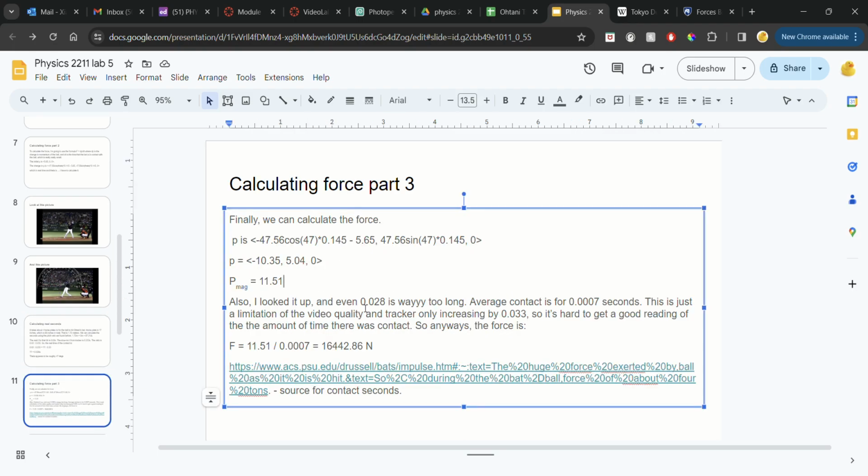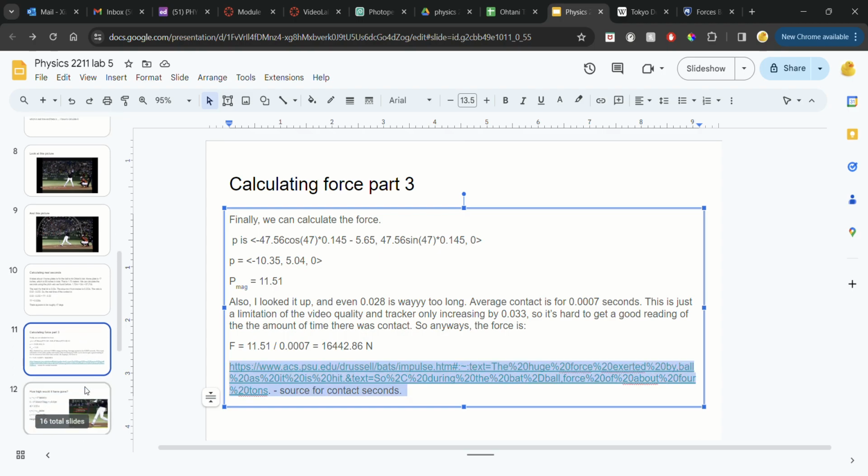If you look at this, even the time I calculated is still way too long, so I actually looked it up because of how wrong it seemed. And the average contact force is way smaller. So I just plugged the formula in. I had p final divided by the seconds, and I got this for my force, which seems more about right. And this is the source I got for the contact time in seconds.